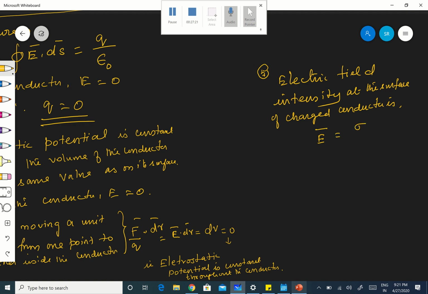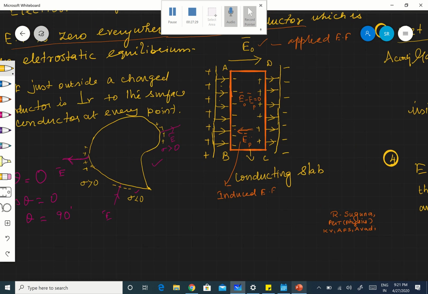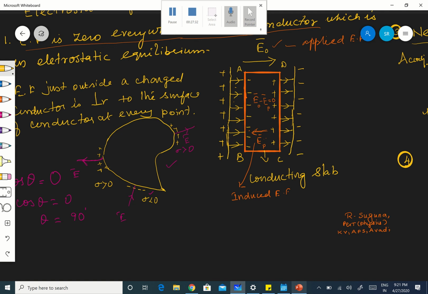That is equal to sigma by epsilon naught, na? Sigma by epsilon naught and unit vector n. Okay, well, let me come back to it. See here, what is electric field intensity? Here it is sigma, therefore sigma by epsilon naught. E is equal to sigma by epsilon naught, correct?